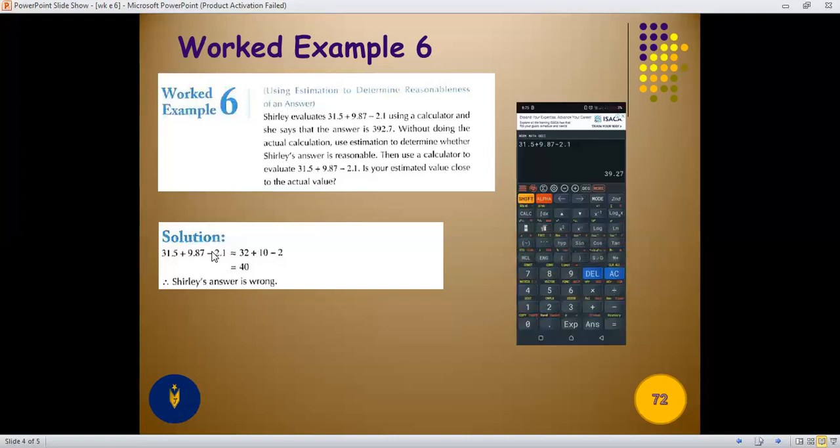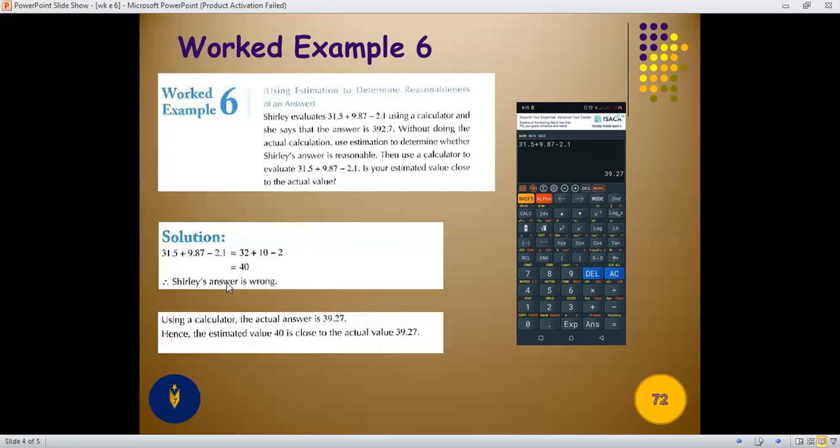Now we have to put all these three values in our calculator. अब हम अगर calculator में put करें, here I have put all these values in my calculator. It is basically a scientific calculator. I'm using a scientific calculator over here. It is already installed in my cell phone. So 31.5 plus 9.87 minus 2.1 using a calculator, I got 39.27. So it means that actual value and estimated value both are close to each other. So using a calculator, the actual answer is 39.27. Hence, the estimated value 40 is close to the actual value 39.27.